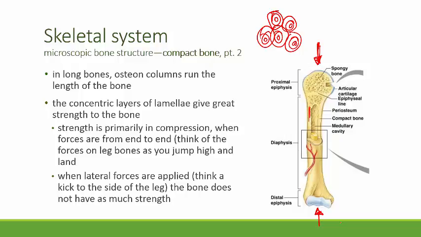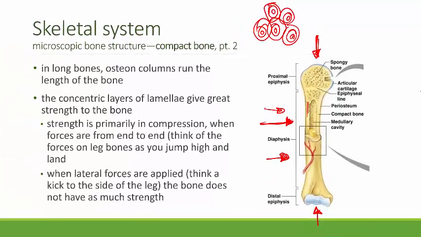Now, unfortunately, the downside of this construction is that if forces are applied like this from the side, a transverse or lateral force can relatively easily snap a long bone that is built of these osteons, because they're just not strong in that direction. It's really about being strong in compression, this microscopic structure of compact bone. So compact bone is super strong, especially in compression, but if you apply lateral forces, that's where it is weak. If you were to give a karate kick to somebody right in the middle of the femur, it is much easier to break the bone that way.